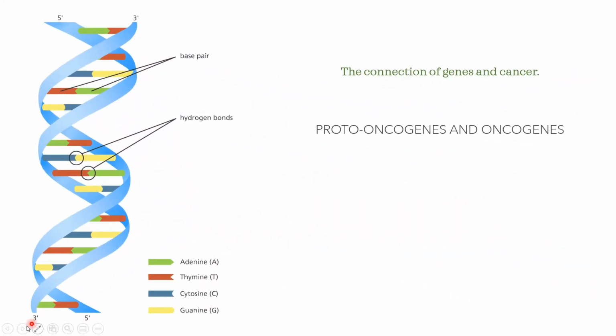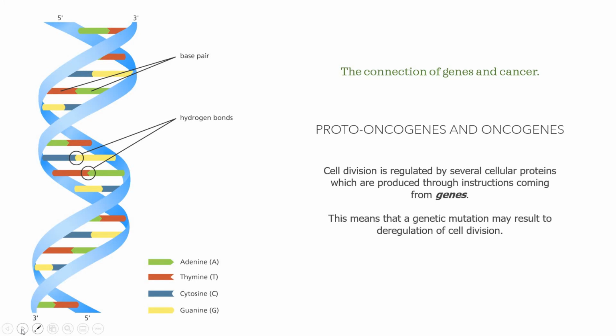Okay, so the connection between genes and cancer. The first connection is proto-oncogenes and oncogenes. So what are they? Well, basically, they are genes. Cell division is regulated by several cellular proteins which are produced through instructions coming from genes. This means that genetic mutation may result in the deregulation of cell division.